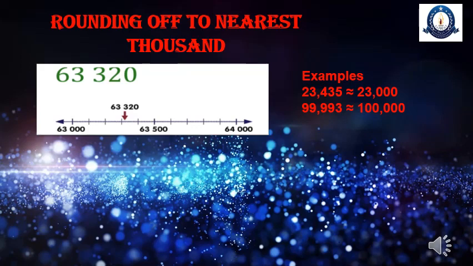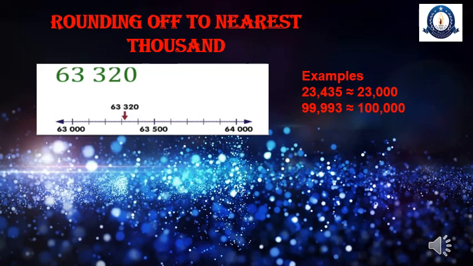2, 3, 4, 3, 5. 3 is on the place of 1000. Next number is 4. 4 belongs to same family. So 3 will remain same, and in place of last 3 digits 4, 3, 5, 3 zeros will come. So when you will round off 23,435, what will be the answer? 23,000.